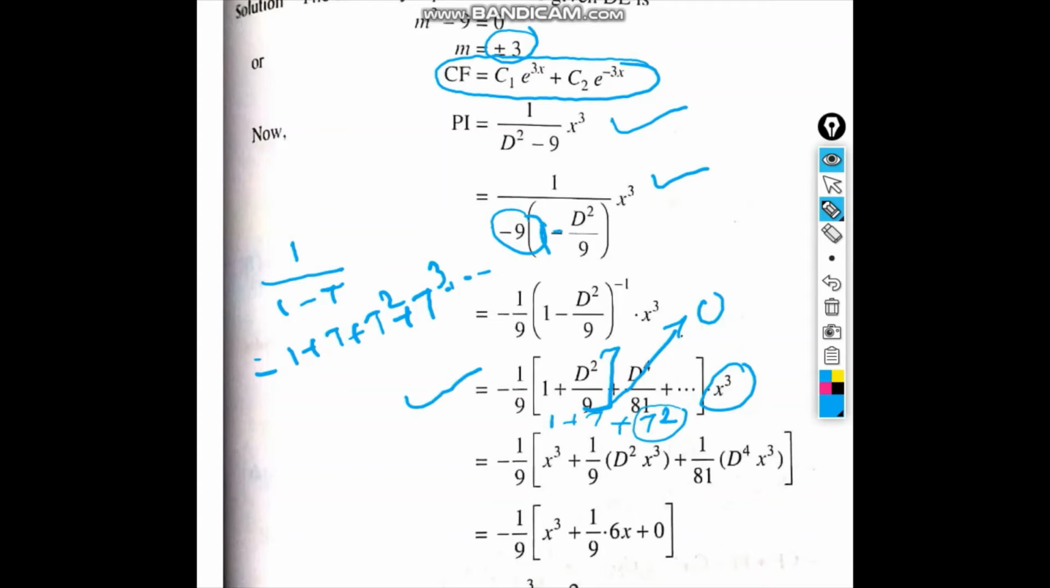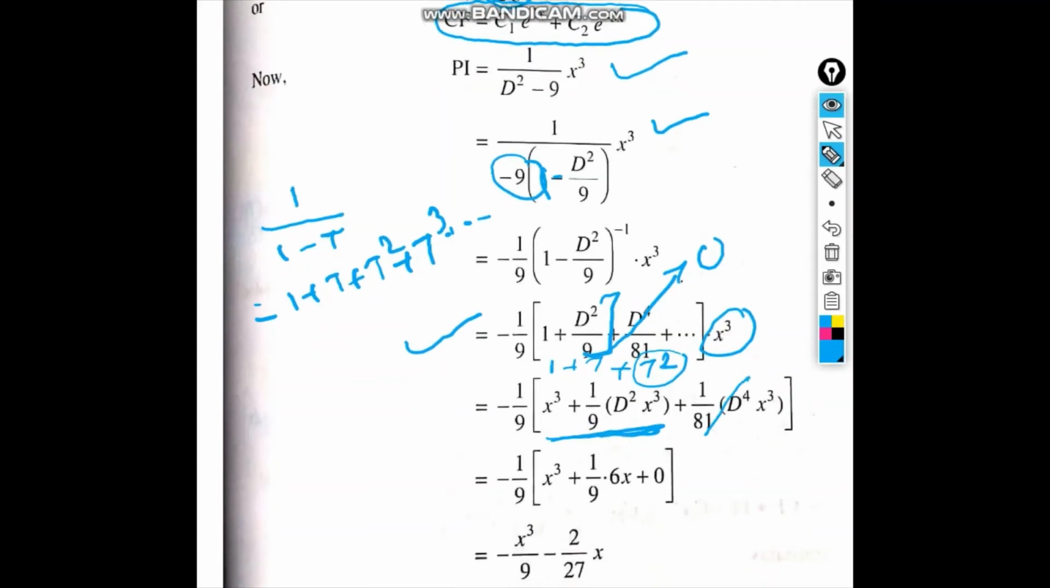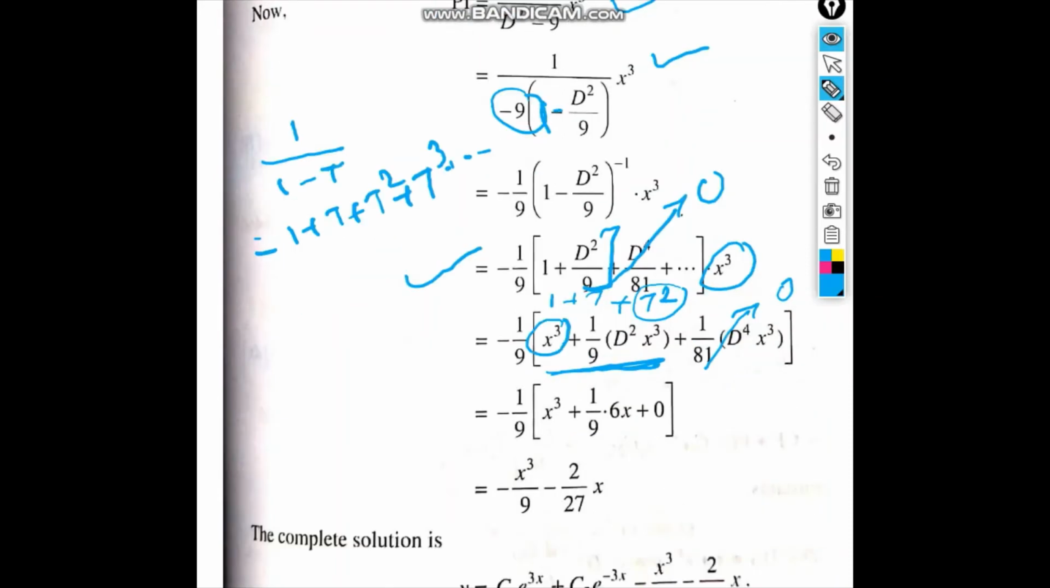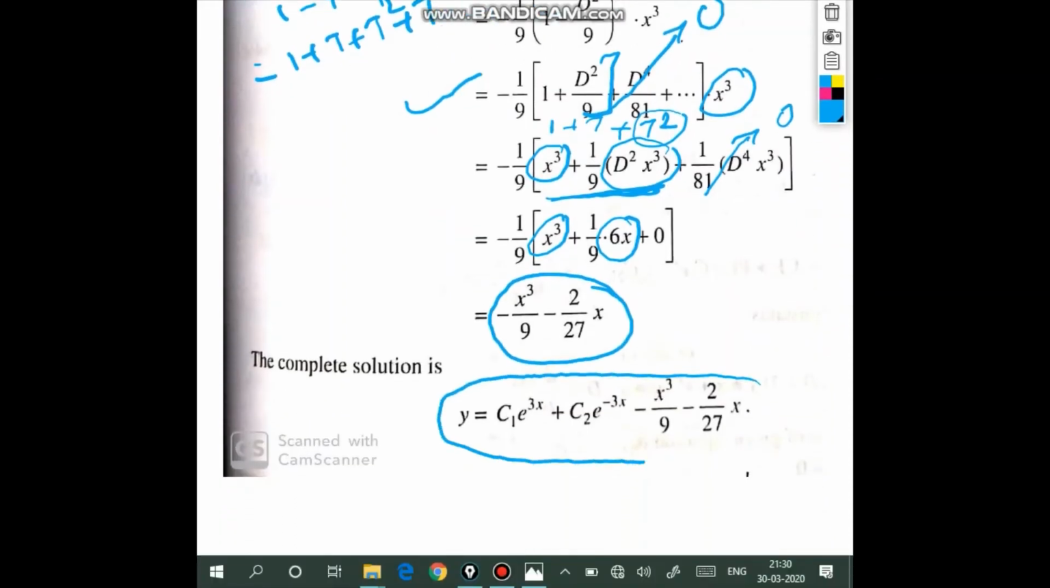So you can write only two terms, 1 plus d square by 9, because the next is d square by 9 bracket square, that is actually 0. So only these two will exist. This is obviously 0, fourth derivative of x cube. So x cube is as it is here. Then the second derivative of x cube is 6x written, and we got this as yp, and at the end we write yc plus yp as a complete solution.